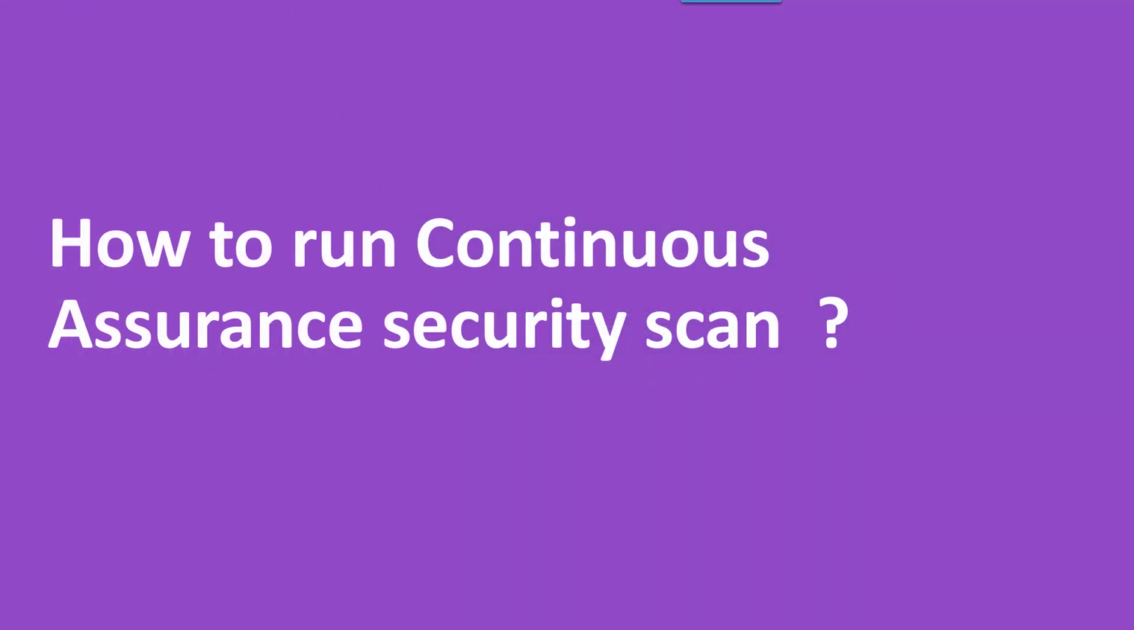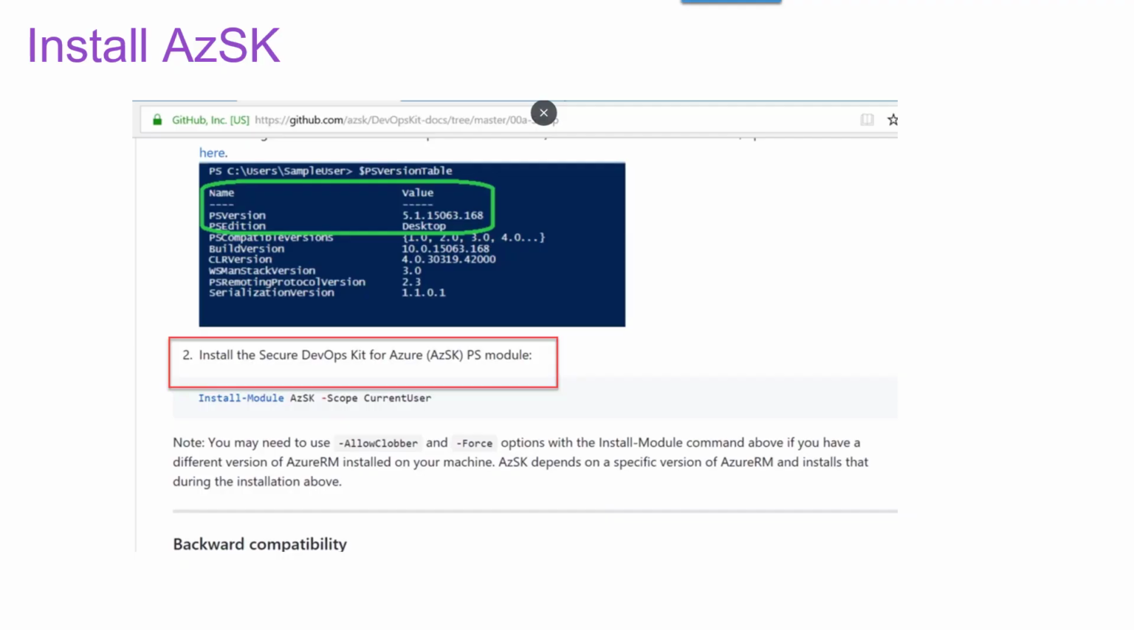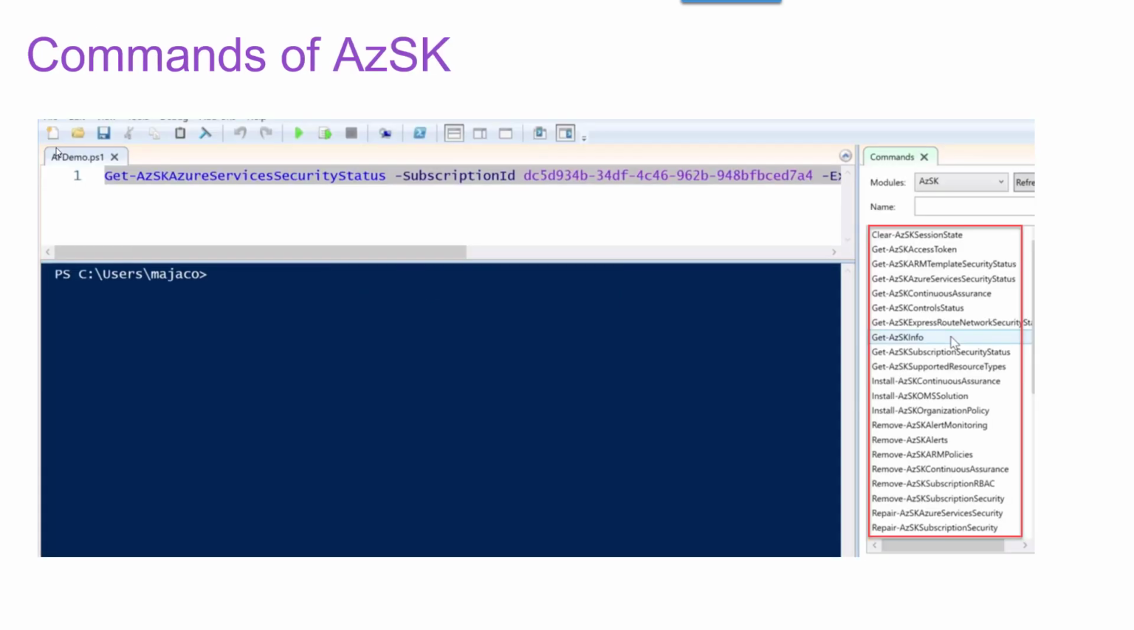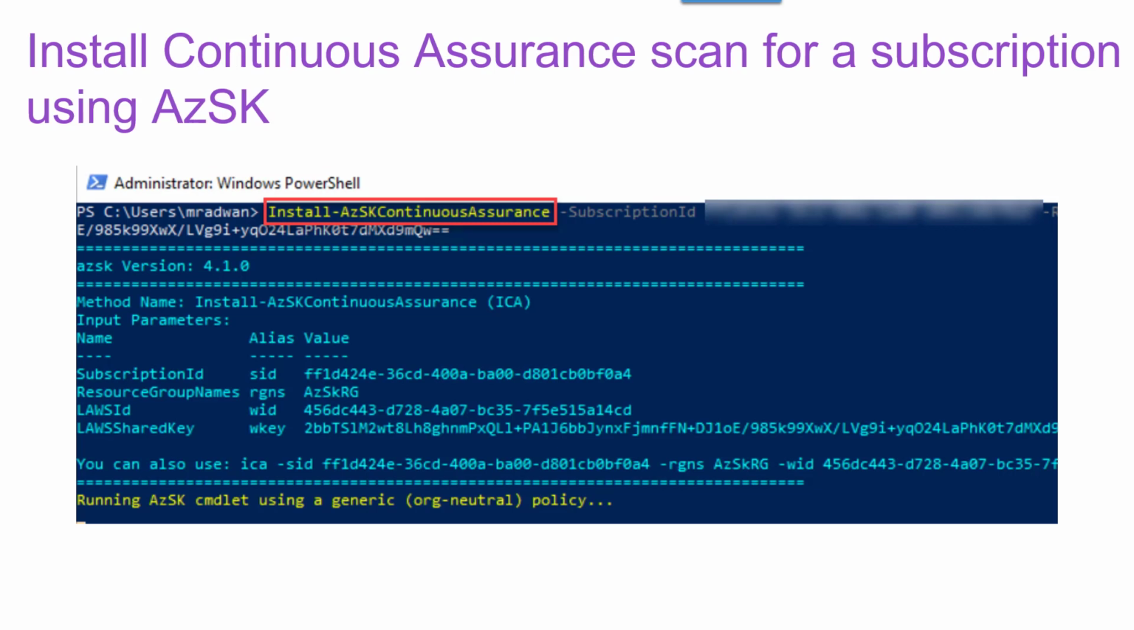So what are the steps to install or to run a continuous assurance scan? The first step is I just need to install the DevOps kit on my local machine so I can run the commands. Once I install the kit, then we can see the different commands. After that, I just log in to the account and then start installing continuous assurance on the desired subscription or resource group. This will create an Azure Automation account, runbooks, and different components which are required to run a regular automation for continuous assurance scan per day.